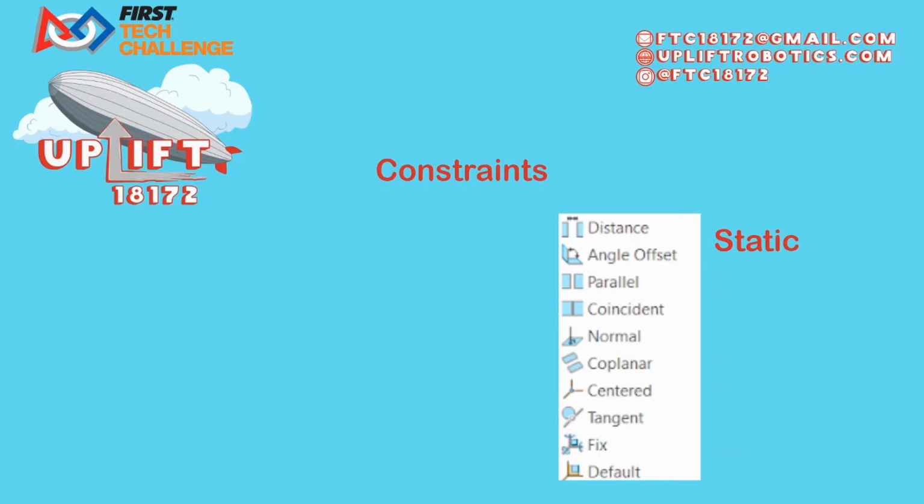There are many different static constraints, but the two most common ones are coincident and distance. Coincident connects two surfaces or planes with each other. Distance constraints allow you to set a fixed distance between those components.